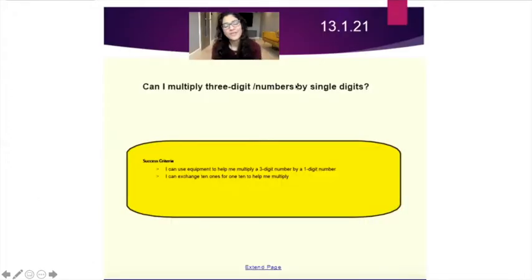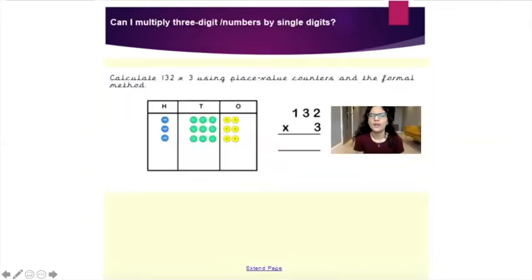Our learning objective for our maths lesson today is, can I multiply 3-digit numbers by single digits? So your arithmetic may have been really good practice for your lesson today. Now, we are going to calculate 132 times 3 using place value counters and the formal method. So here we have our place value counters that are telling us the answer to this question. So you can go on ahead and pause this video to try and calculate the answer to the question. And then when you unpause, you will see the answer.